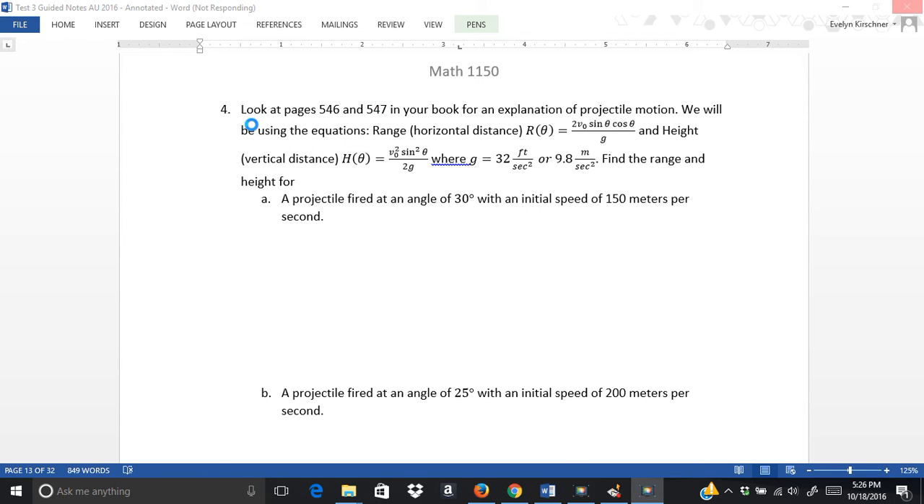Before we start, you should look at your book, pages 546 and 547, to see what projectile motion is before you go any further. Right, now that you've looked at it, we're going to do some problems.